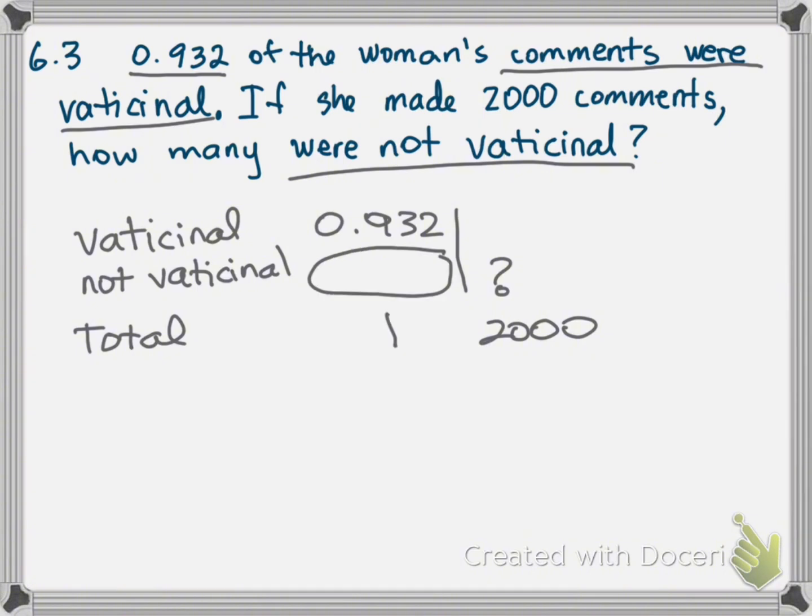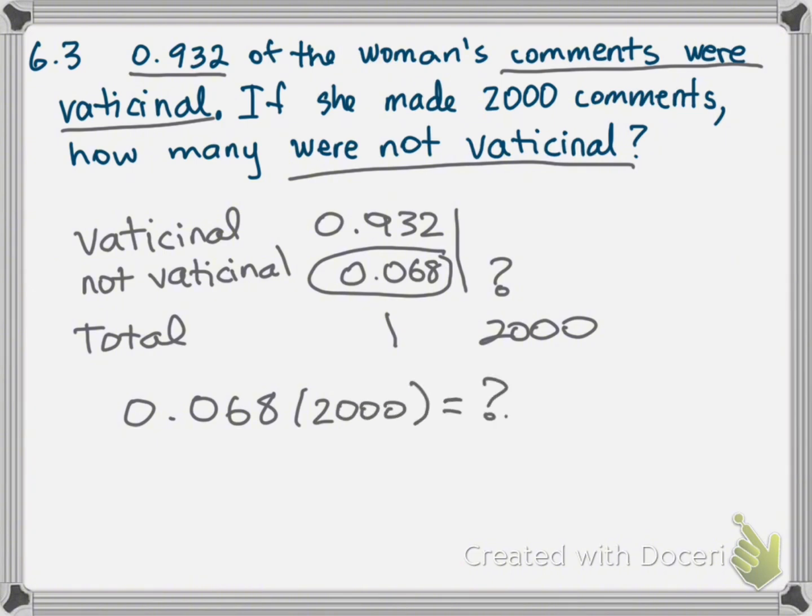Now notice that we don't have the number that represents the part of the non-baptisinal, so we have to first find that. And we do that by subtracting 1 minus the 932,000. Once we have the part that goes with non-baptisinal, then we can actually find that. And I'm just going to do it as an equation. So I'm going to say that 68,000 of the total, which in this case is 2,000, so times 2,000 equals the part that we don't know. So 136 represents the amount of comments that were non-baptisinal.